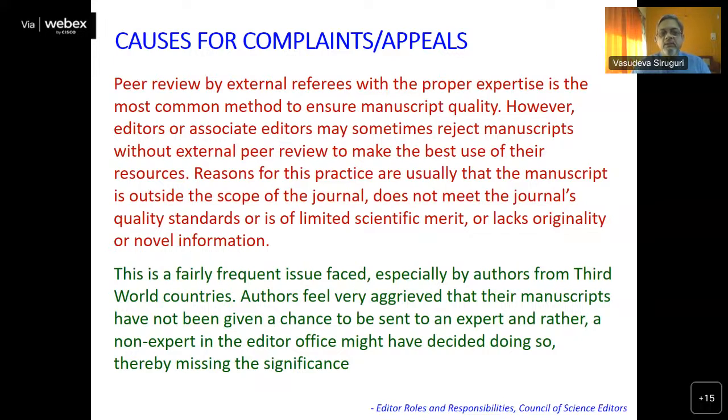Okay. And because of this, authors feel very aggrieved that the manuscripts have not been given a chance to be sent to an expert for review. And some person in the editorial office who may not be an expert at all might have decided to simply reject the manuscript and send it back without sending it for review.